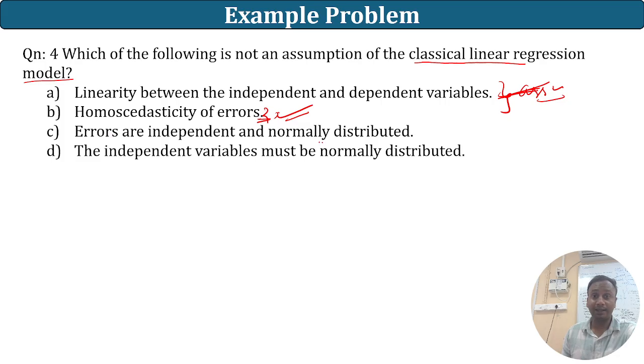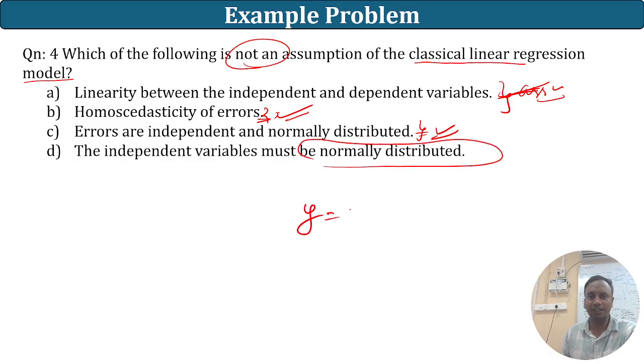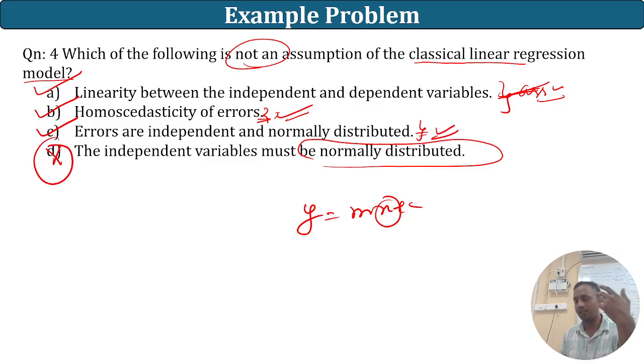Errors are independent and normally distributed. This is also correct. But they are saying "not an assumption": the independent variable must be normally distributed. That can't be. Independent variable, y is equal to mx plus c. X can be of anything. Is it? Yes, not always. So the others are assumptions, but this cannot be an assumption. The predictor can be of anything.